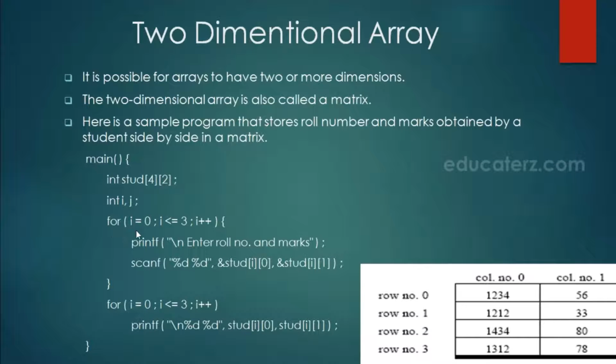Then we have a for loop which runs for the number of rows from 0 till 3, and we are asking for the roll number and marks, which will be stored in the first row's 0th element, then the first row's first element. So the roll number will go in the 0th element and marks will go in the first element, then the second row and then the third row. Then all these rows we can display using another for loop. This way we can use a two-dimensional array.